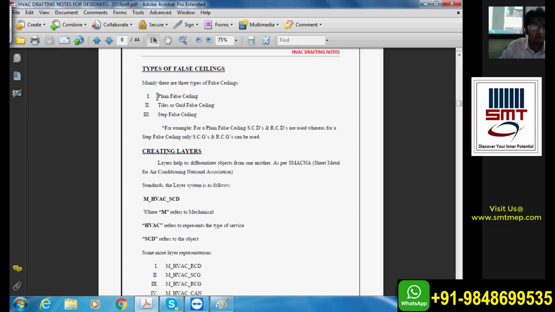All right. So we have a plain false ceiling highlight, we have a grid and tile, and we have a step false ceiling. The step false ceiling will include the grills. All right, the supply and the ceiling grills. And you also have a note there. For a plain false ceiling, SCD and RCD are used. What is an SCD? What is an RCD? Supply ceiling diffuser, return ceiling diffuser.